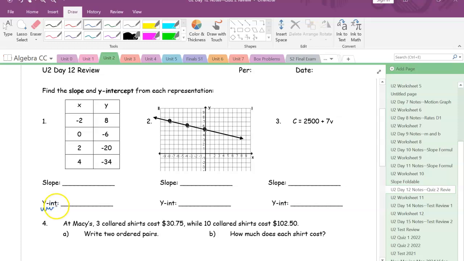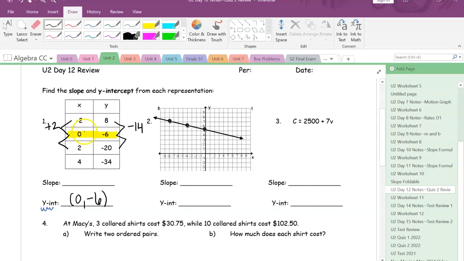The y-intercept is always where x is 0, so I'm just going to go ahead and find that location in the table, and that is just (0, -6). Now my slope is the same as my rate, and that's when I do my jumps. So I have from 8 to -6, it's going to be down 14, because I went from a positive to a negative. And -2 to 0, that's up 2.